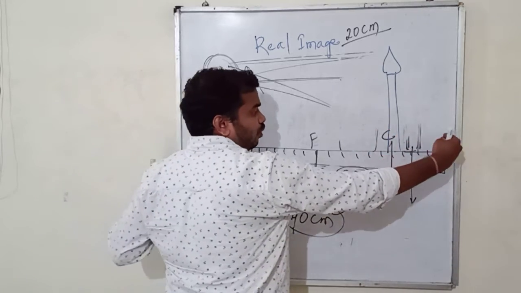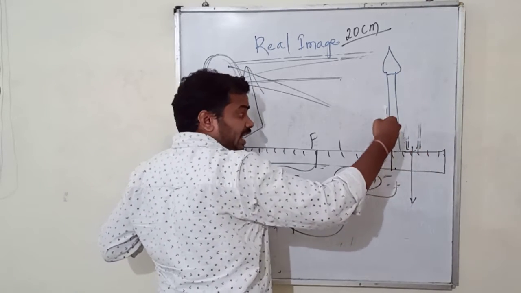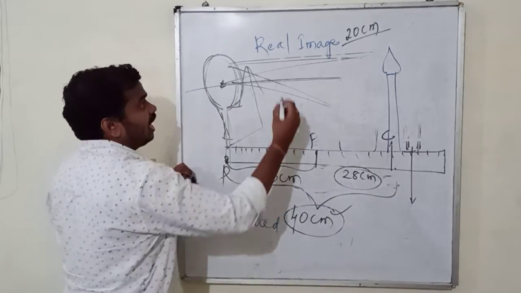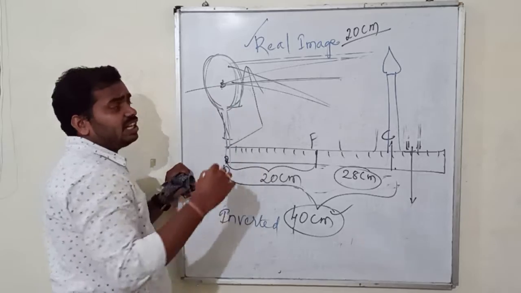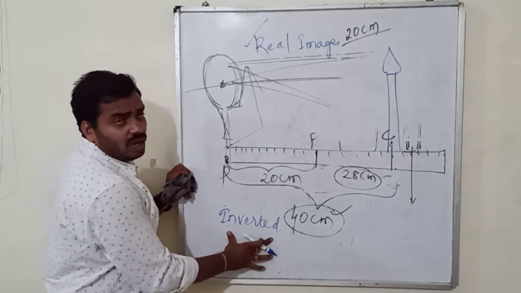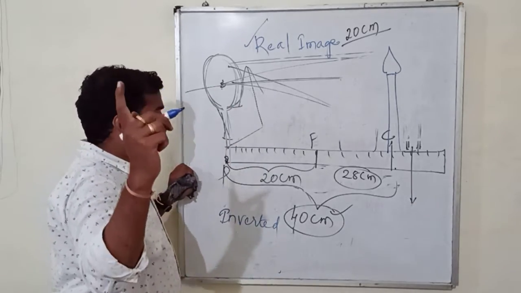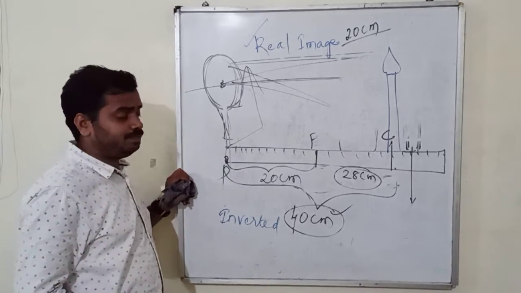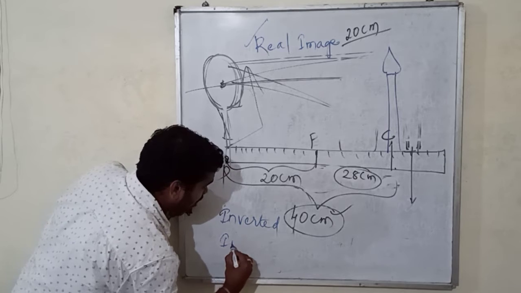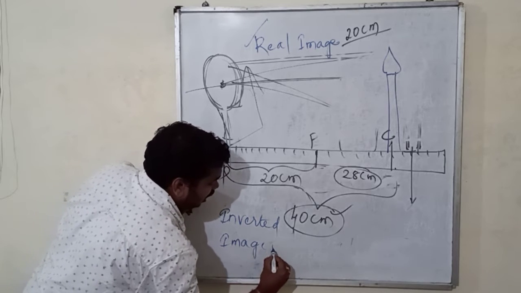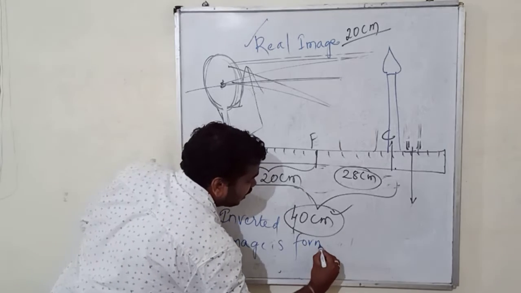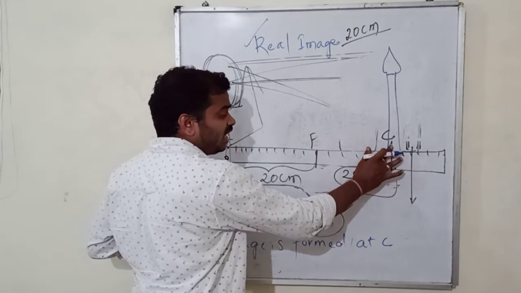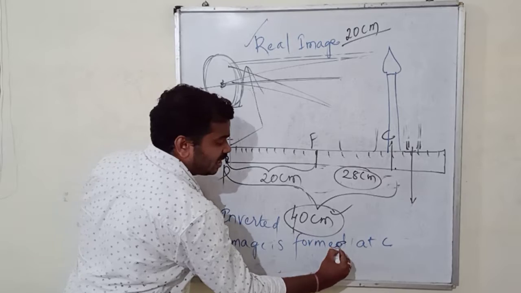Put the screen up. We start moving the screen. At the center only you can see the image on the screen. Inverted. If you are able to see the image on the screen, that is a real image. Inverted. And next to that, try to remember. Image is formed at C only. When the object is placed at C, the image is formed at C only.